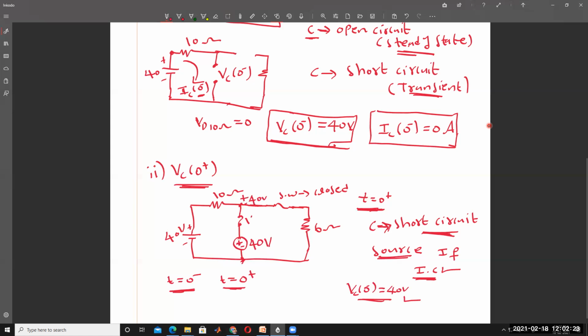Okay, here the capacitor Vc of 0 plus, that is called the voltage. The voltage across the capacitor, Vc of 0 plus, is nothing but 40 volts. The capacitor is connected in between these two terminals. That's why the voltage across the capacitor is 40 volts. It's clear.